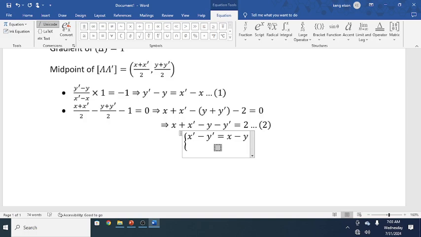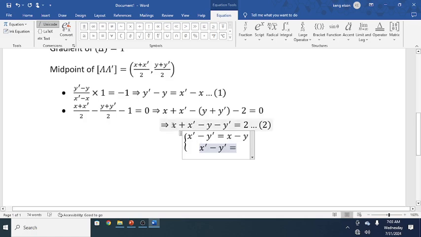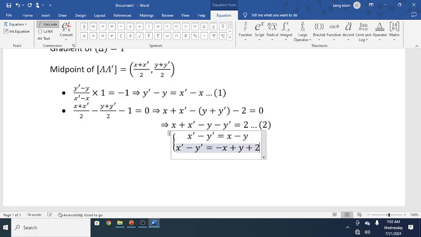Now in the second equation, I'll also write x prime and y prime on one side. So the second equation, what I see here is x prime minus y prime equal to 2 minus x plus y. So I'm going to put minus x plus y plus 2. That is what I have. Now from here, what am I going to do? I'm going to write x prime in terms of x and y, and I also write y prime in terms of x and y. That's what I'm going to do.